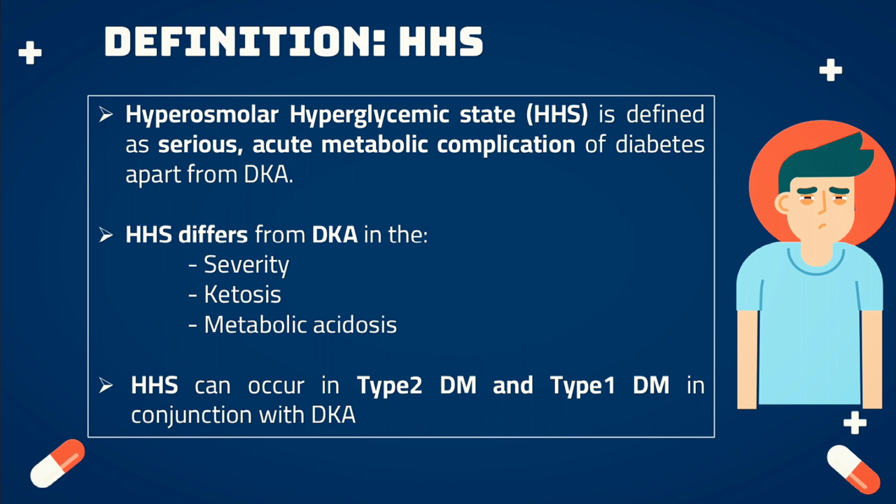Let's see what is the definition of HHS. Hyperosmolar hyperglycemic state is defined as a serious acute metabolic complication of diabetes apart from diabetic ketoacidosis. And this HHS is different from DKA in three aspects: in its severity, presence of ketosis, and presence of a metabolic acidosis like condition.